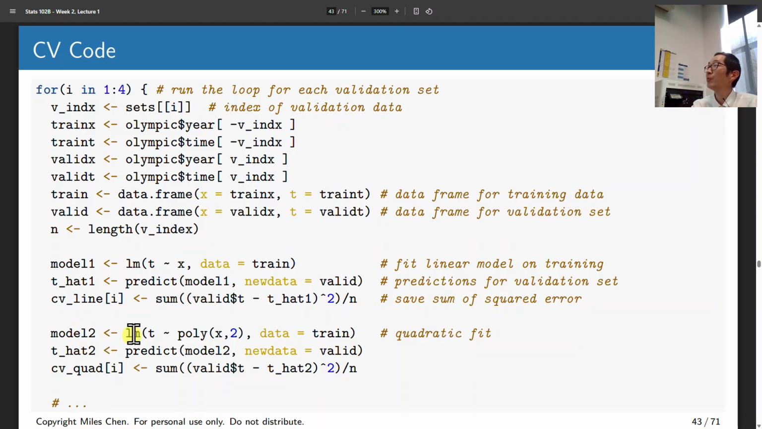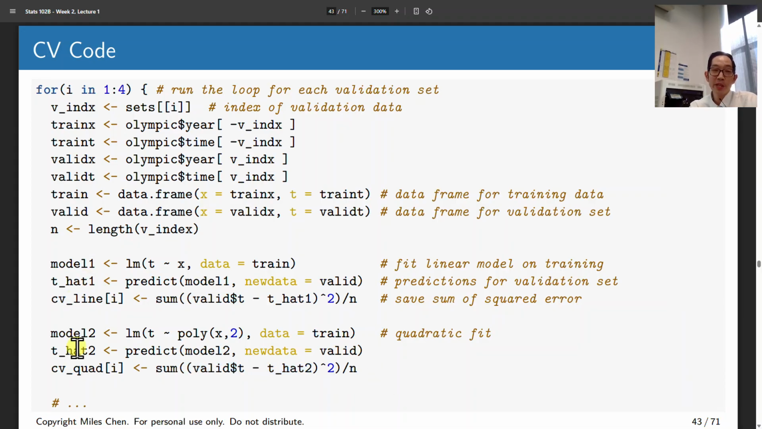I do the same thing, but this time I'm going to fit a polynomial model. And so I'm going to say predict t using a 2nd order polynomial model, using only the training data. Now that you have that model, make predictions on the validation set to get your predictions, t hat 2, and then take the difference between the actual values and the predicted values, square those differences, add them up, divide by n, okay?